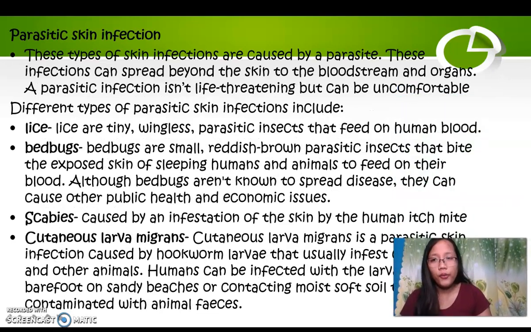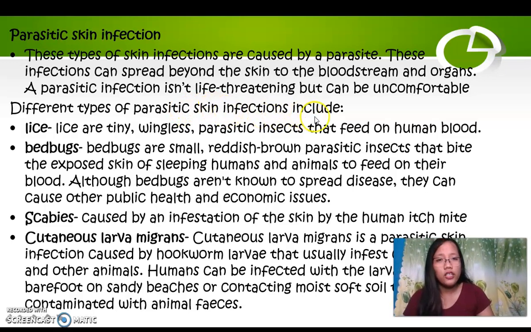And the third one, we have the parasitic skin infection. This type of skin infection is caused by a parasite. These infections can spread beyond the skin to the bloodstream and organs. A parasitic infection isn't life-threatening but can be uncomfortable.